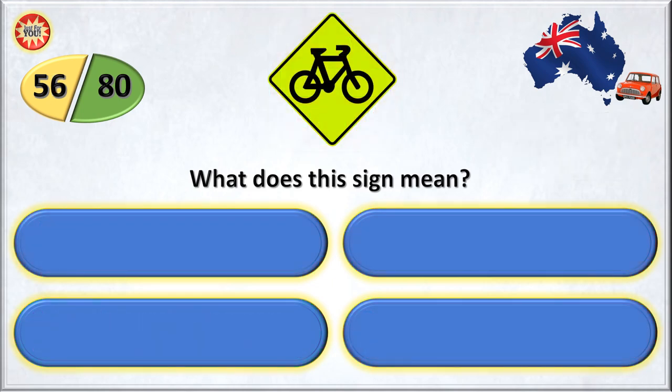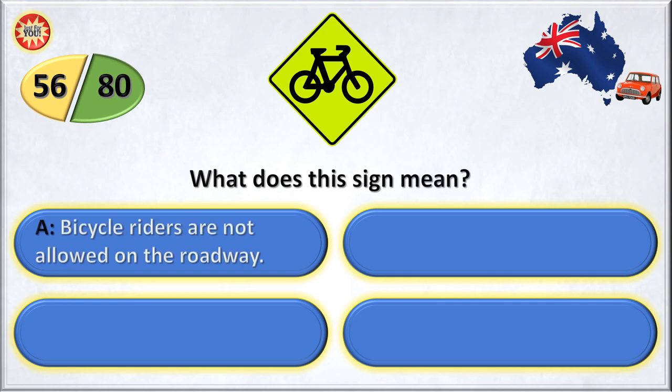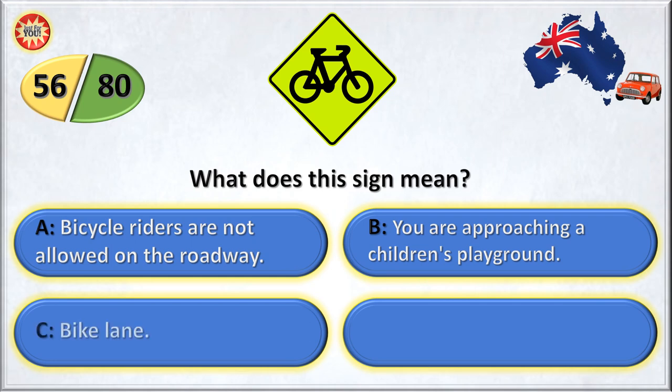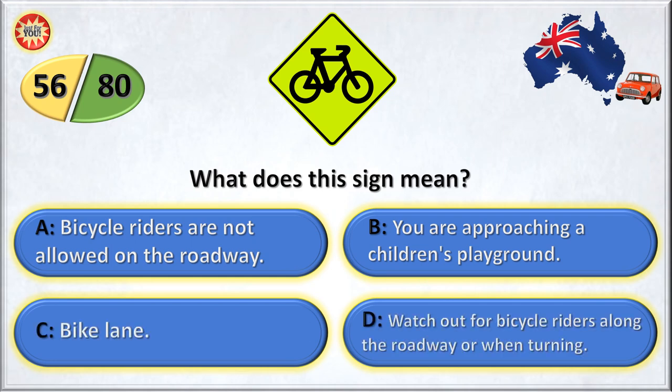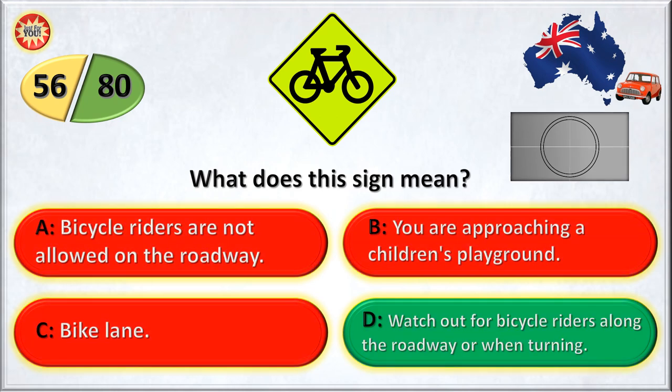What does this sign mean? Bicycle riders are not allowed on the roadway. You are approaching a children's playground. Bike lane. Watch out for bicycle riders along the roadway or when turning. Watch out for bicycle riders along the roadway or when turning.